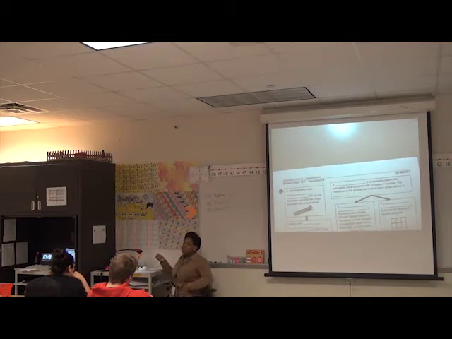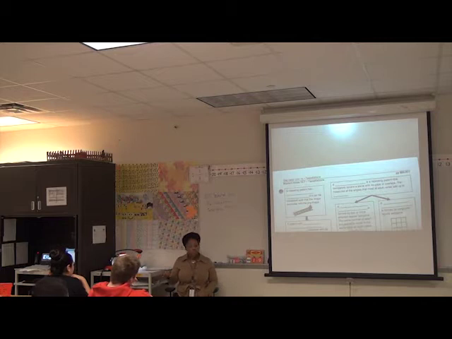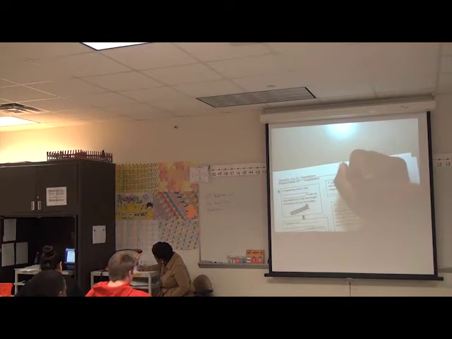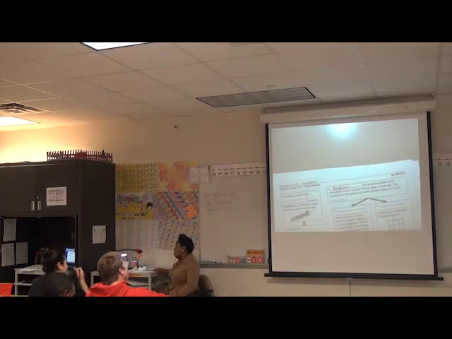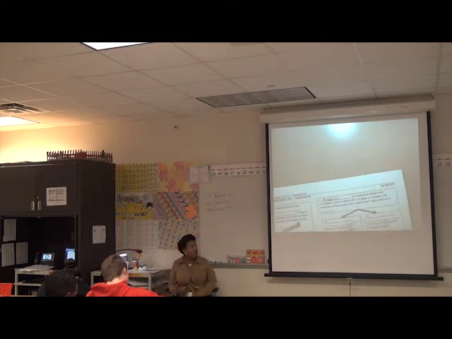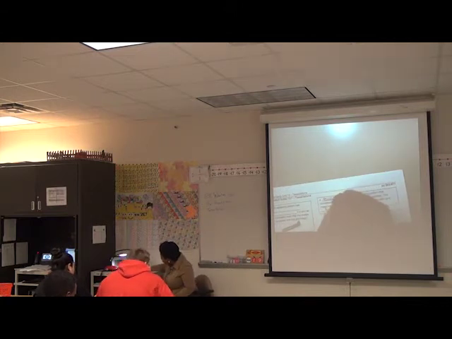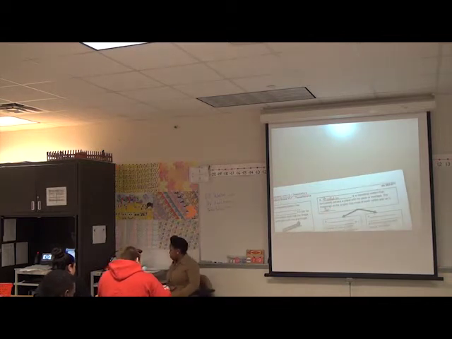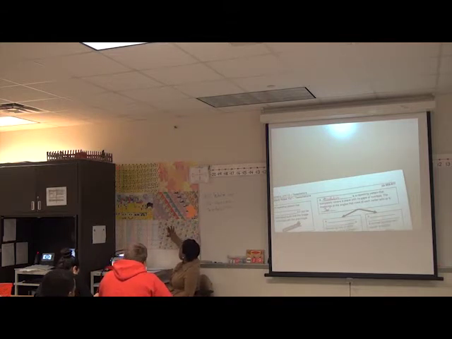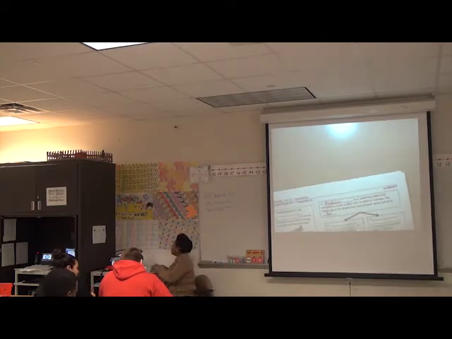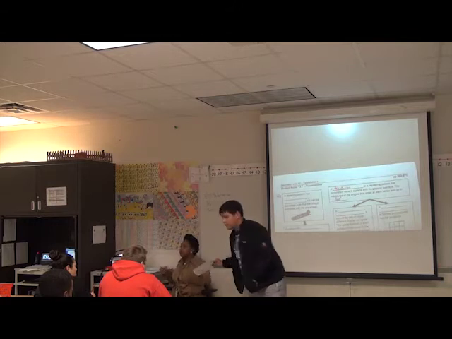Okay, so tessellation. Everybody say tessellation. A tessellation is a repeating pattern that completely covers a plane with no gaps or overlaps. The measures of the angles that meet at each vertex add up to 360 degrees. So once again, the whole point is that it has to cover the entire plane. That's why on all of these examples, you can see the entire paper covered.